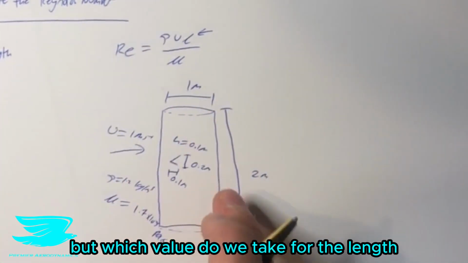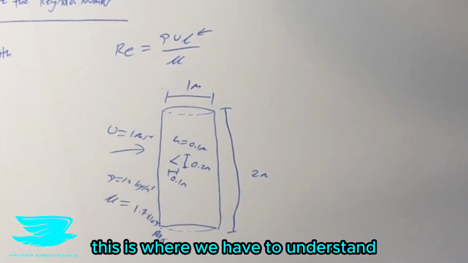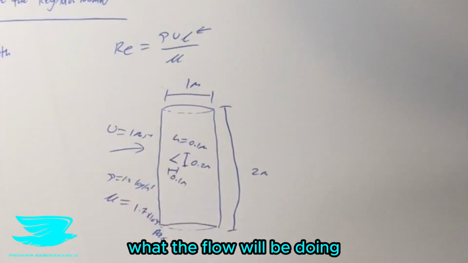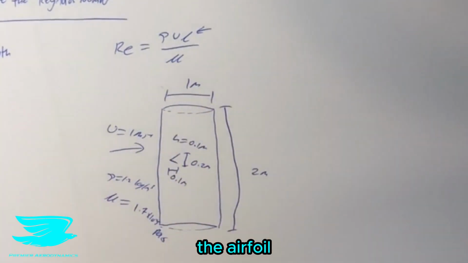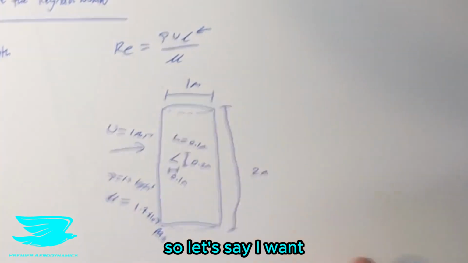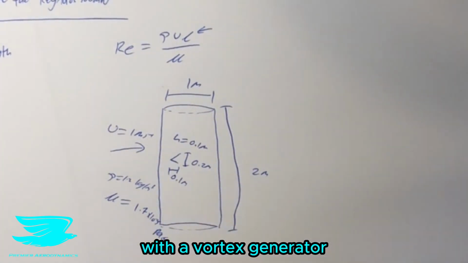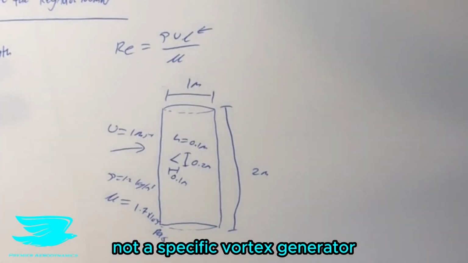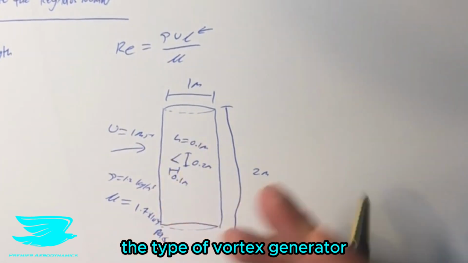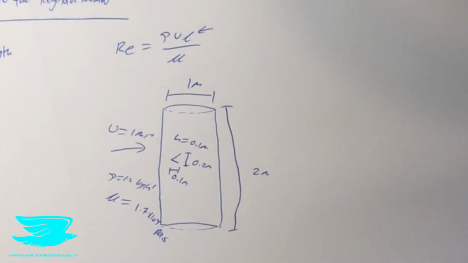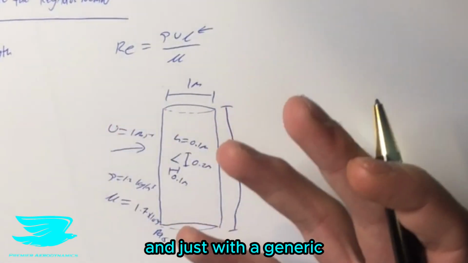But which value do we take for the length? This is where we have to understand what we want to find and what the flow will be doing. So remember, we have a vortex generator here and we have the airfoil. So let's say I want to find out how an airfoil performs with a vortex generator, just a vortex generator, not a specific vortex generator. Well, that indicates to me that the type of vortex generator is not exactly that important. What's more important is the airfoil itself, because I'm interested in the airfoil with just a generic vortex generator.